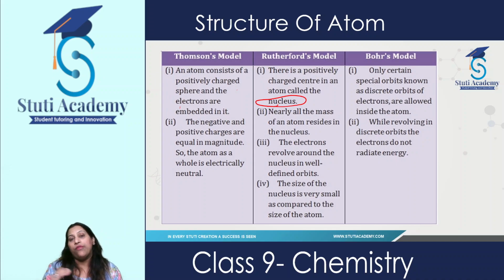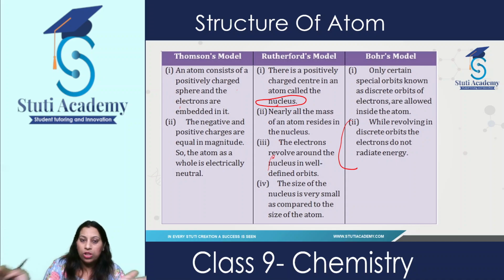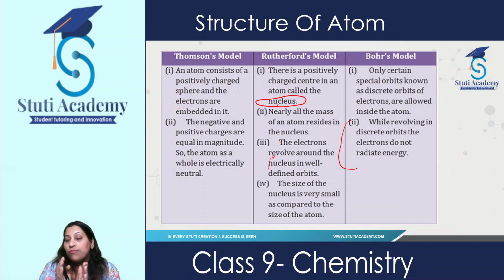And when they are revolving in these discrete orbits or energy shells, these electrons do not radiate energy. So this point proves the stability of an atom, which was missing in the Rutherford model. Although all these models are related to each other, the Bohr model is the most acceptable one because he cleared that point of the stability of the atom.